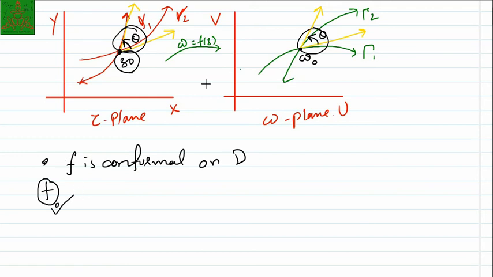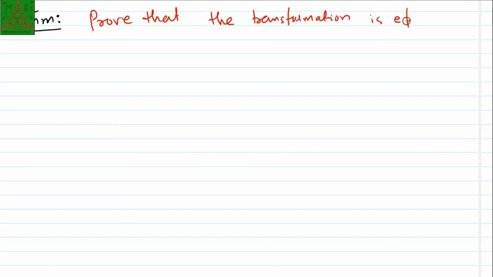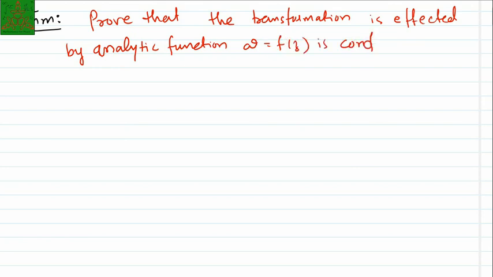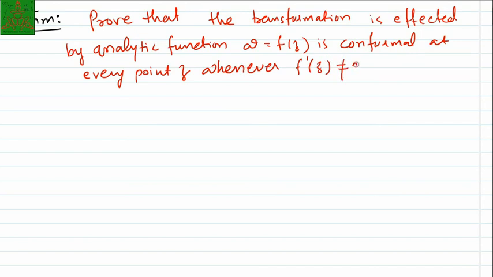So for that we have the next result. It's also known as the conformality theorem. This theorem states that the transformation effected by an analytic function w equal to f of z is conformal at every point z whenever f dash of z is non-zero.